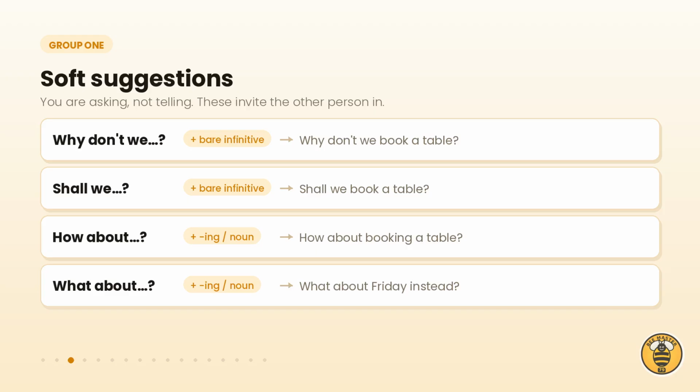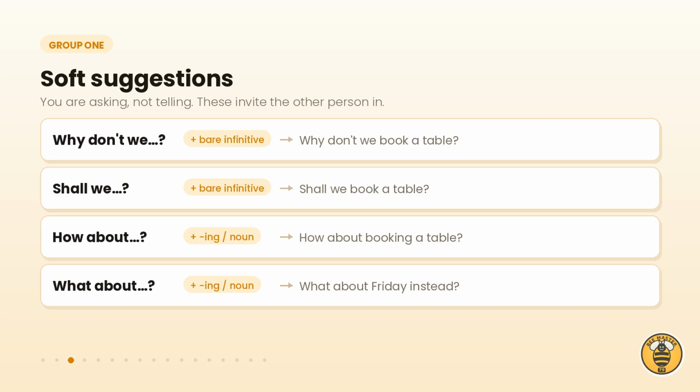Group 1. Soft suggestions. With these, you are asking, not telling. They invite the other person in. Why don't we book a table? Shall we book a table? Both of those take the bare infinitive, book, with no to.